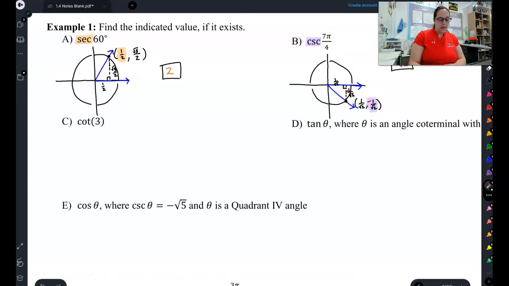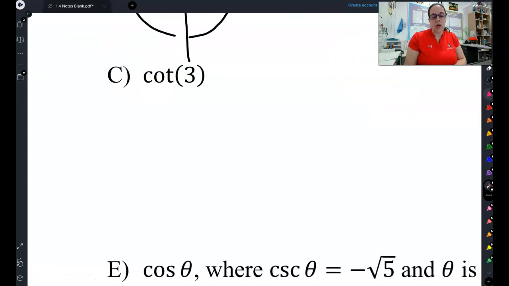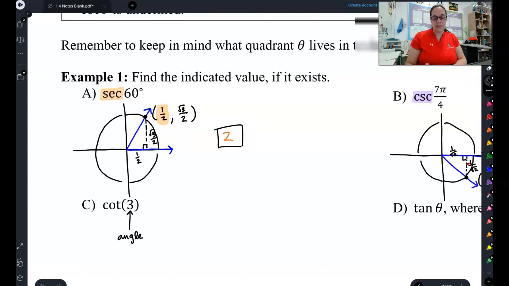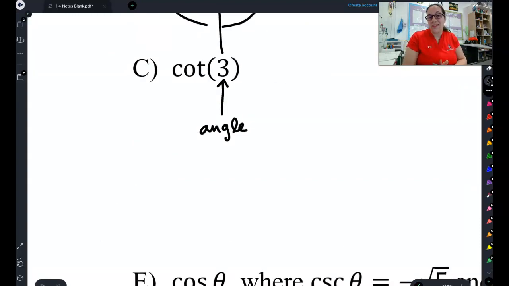That's it. Now, C is a good one to do because it says cotangent of 3. Now the first thing we need to remember is that 3, is it an angle or is it a point? We know that 3 is an angle because it's inside the parentheses of cotangent. Anything that's inside the parentheses is your angle. Think of it up here with A, secant of 60 degrees, that's an angle. Cosecant of 7 pi fourths, that's an angle. Cotangent of 3, this is an angle.